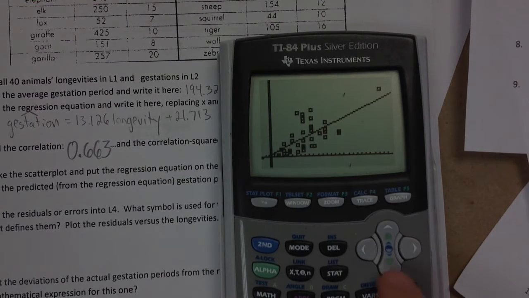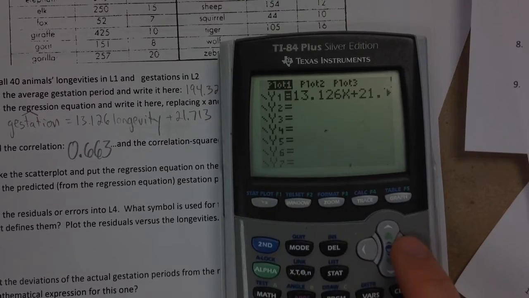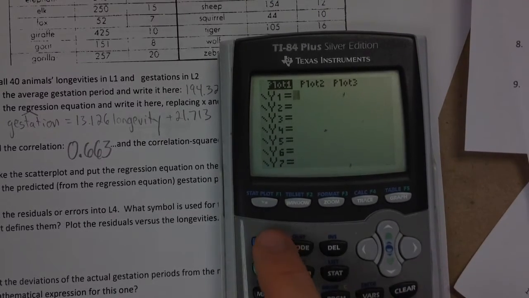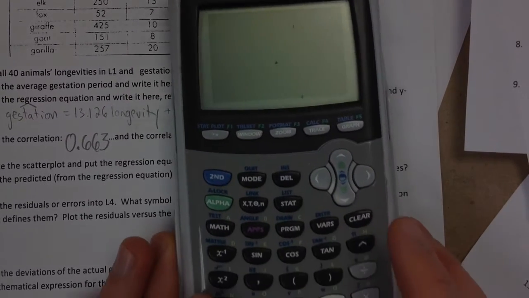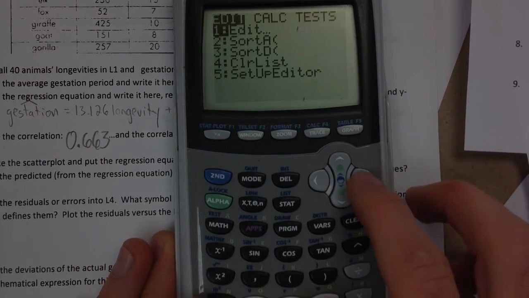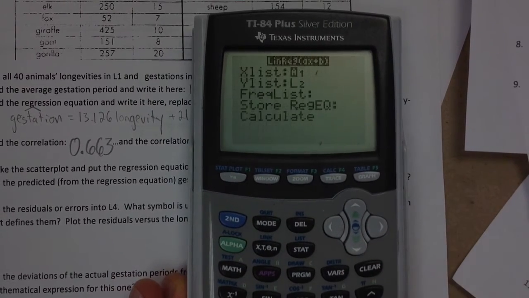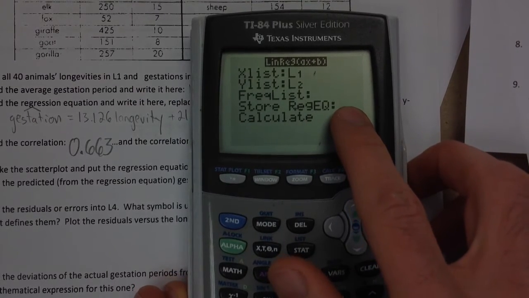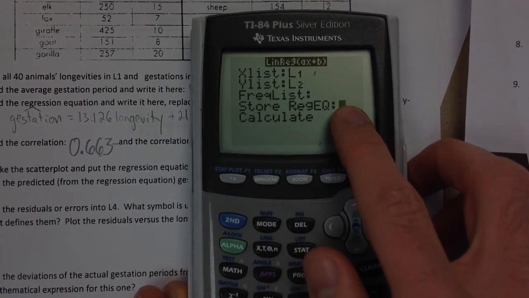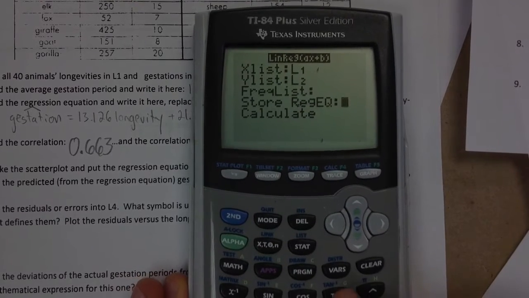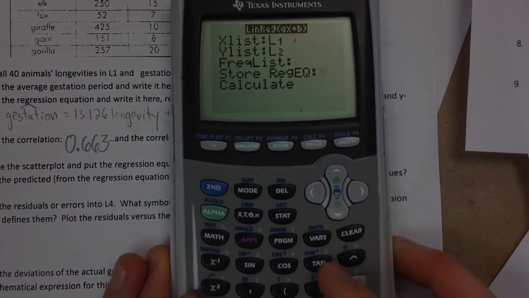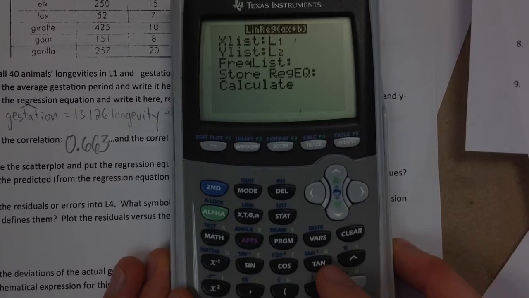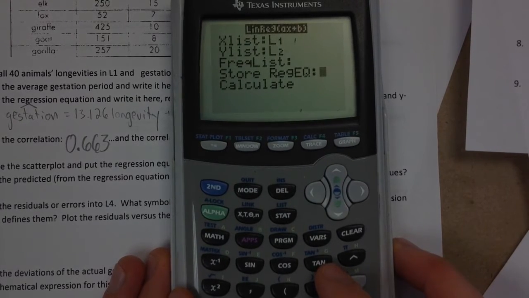Another way to do it that's more automatic, so let me just delete that for a second so you can see this in action. Every time you do stat calc 4 or stat calc 8, it gives you this option to store the regression equation. And you can store that in y1. Does anyone know how to access y1? I'd be really impressed if you do. It's kind of esoteric TI-84 knowledge.